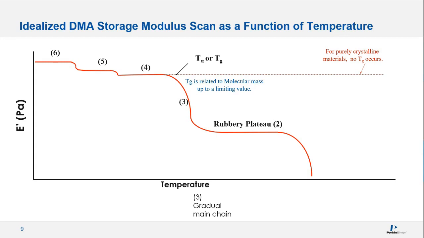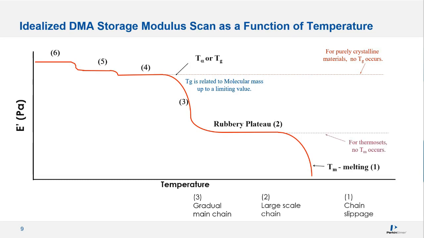Following the Tg is the melting drop of modulus. This doesn't appear, of course, if a thermoset is tested. Sometimes there is a short increase of modulus before melting. That could be the cold crystallization or residual cure.